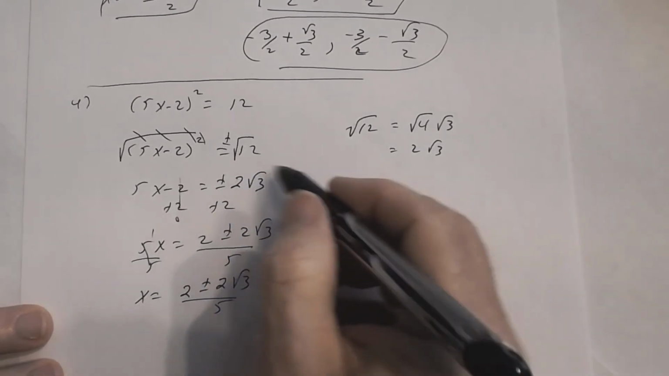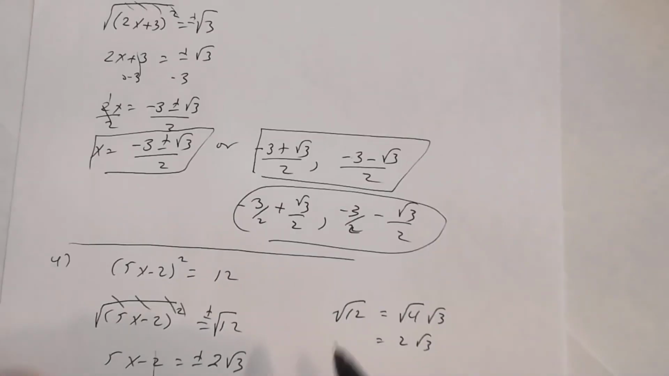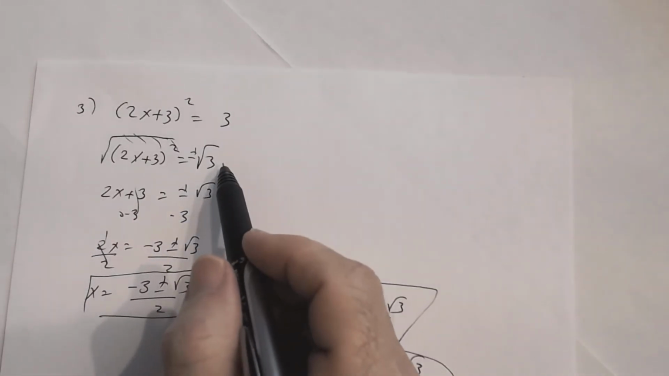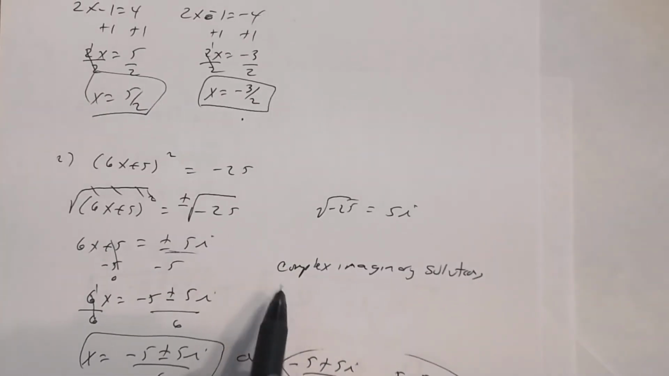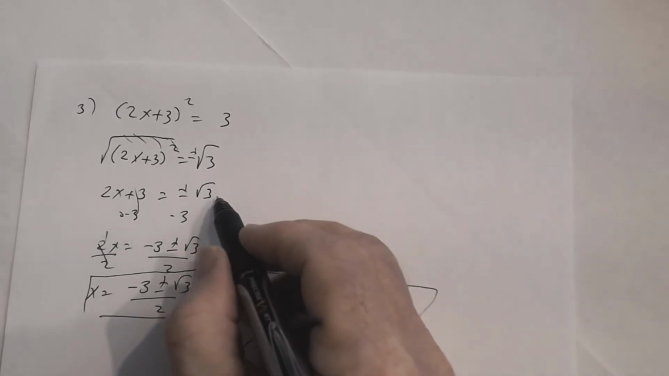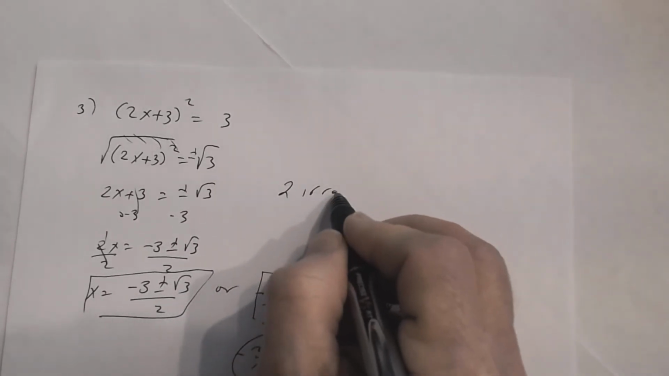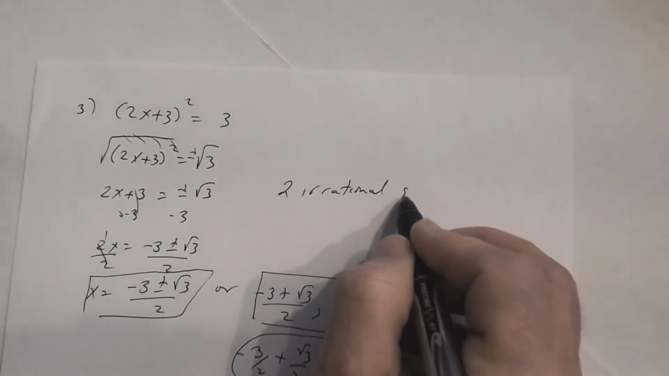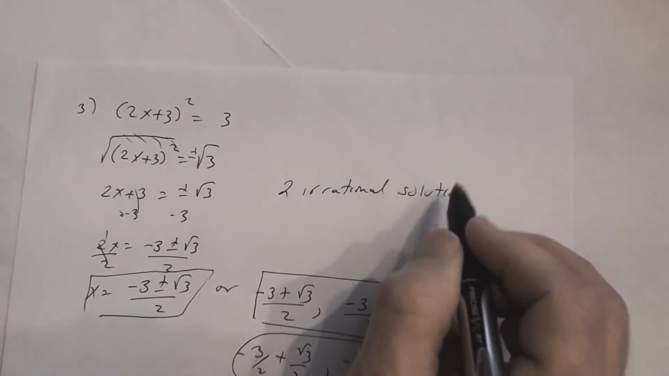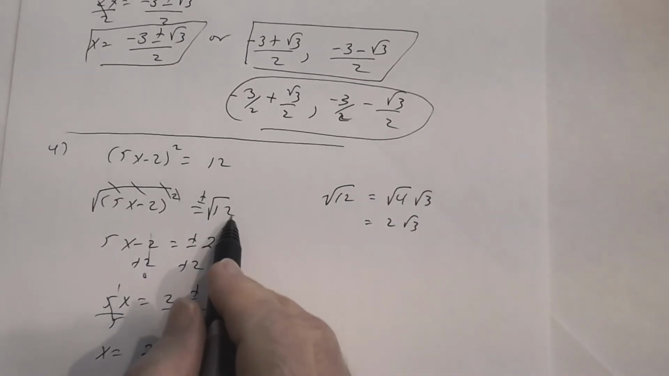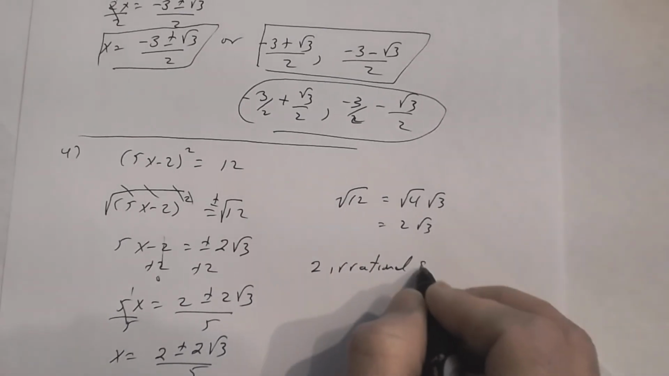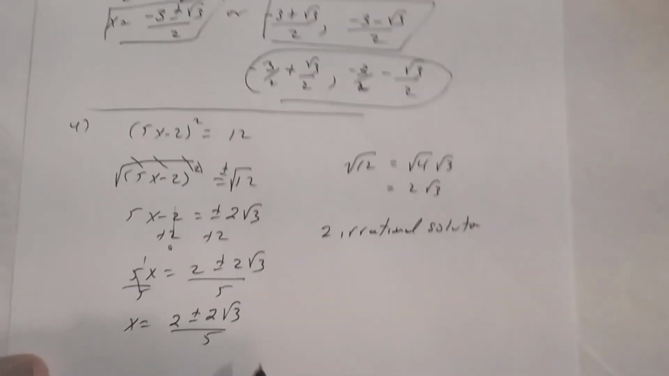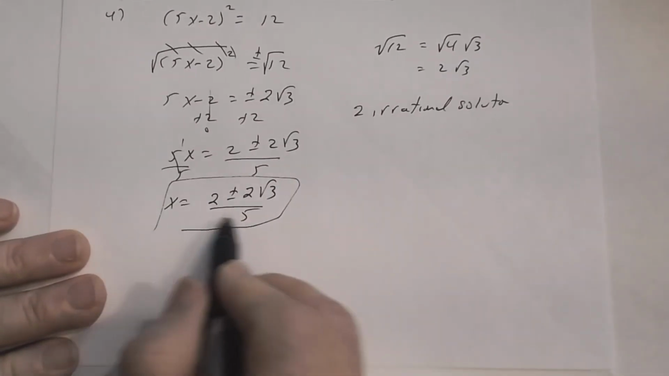So in this case, now I forgot to mention it here as well. You remember when we described this as two rational solutions and this as two complex imaginary solutions? So here, remember square root of 3 is irrational, so you get two irrational solutions. And then over here, it's the same thing. Square root of 12 is irrational, so you get two irrational solutions. All right. And so there's your answer. So those are your two irrational solutions.